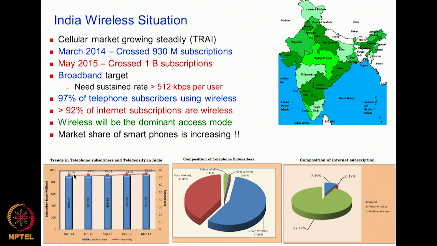Now the growth of cellular in India. You may see, well, it doesn't look like India is growing very fast, but look at the numbers. We had crossed 930 million, and that was in 2014. In May 2015, India crossed 1 billion subscriptions. And what is interesting is that the entire blue segment and the burgundy segment together represent wireless, and the small slice is the wireline, and it is actually decreasing. Our wireline deployments are going down while cellular is going up.